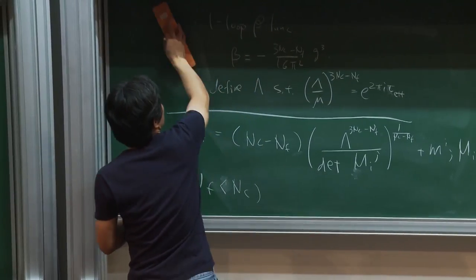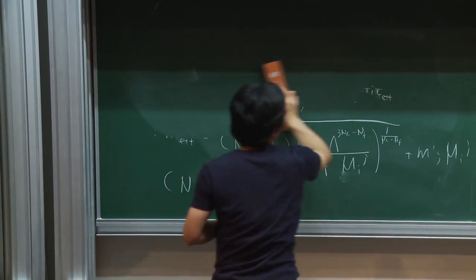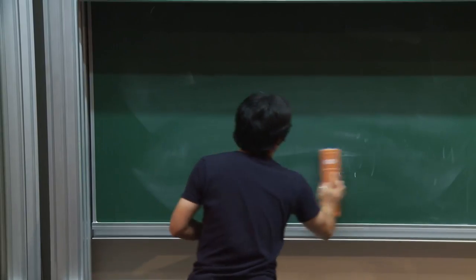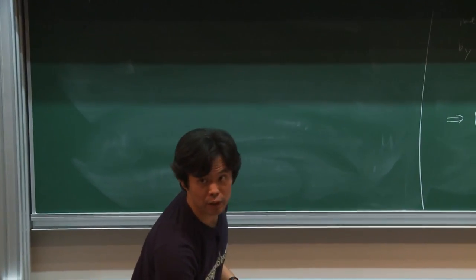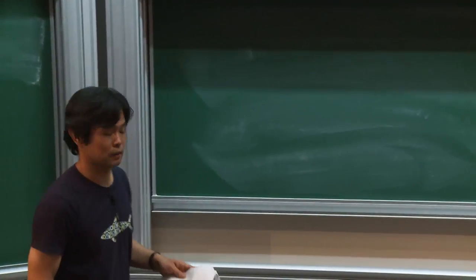Okay, so what I wrote down is a SUSY transformation for the flat space, Euclidean version. So it's a bit different from the Lorentzian ones.